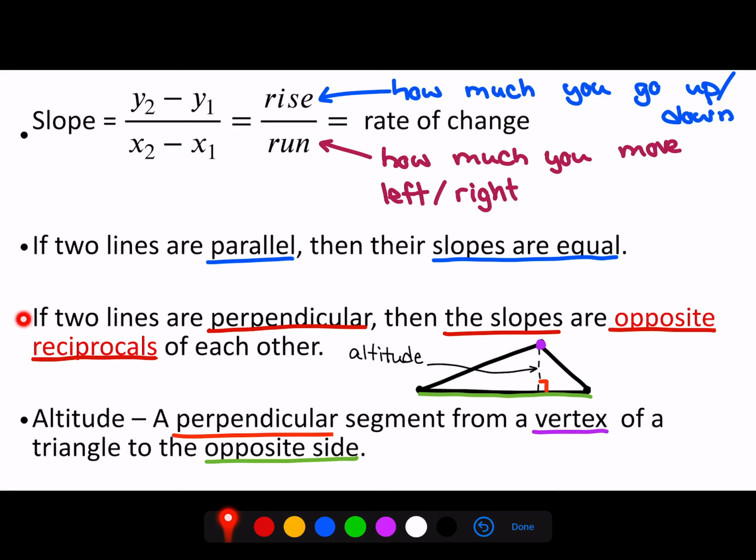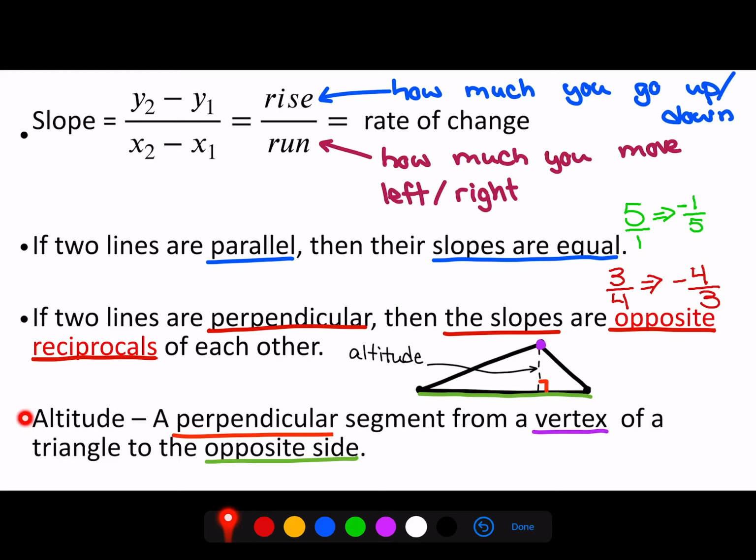If two lines are perpendicular, then the slopes are opposite reciprocals of each other. Meaning, if I have a slope of 3 over 4 originally, the opposite reciprocal would be negative 4 over 3. So again, the sign changes, whether it's positive to negative, and then I flip my fraction upside down. Now, if I have a whole number such as 5, that will change to negative 1 over 5, because don't forget, 5 is the same as 5 over 1. So again, we change signs, and we flip where we're at in the fraction.